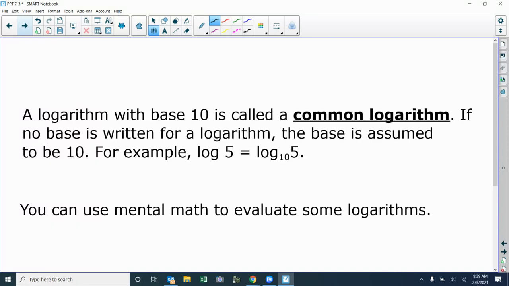Common log. No base is written for the log with a base assumed to be 10. So, for example, log 5 is really log base 10 of 5. Okay, so let's write that in exponential. It'd be what? Yeah, we can go ahead and say x is out here. So it'd be 10 to what power equals 5. That's kind of funky, isn't it? What's 10 to the first?